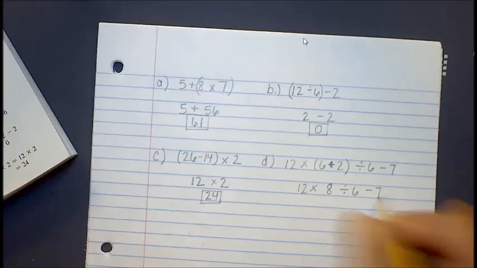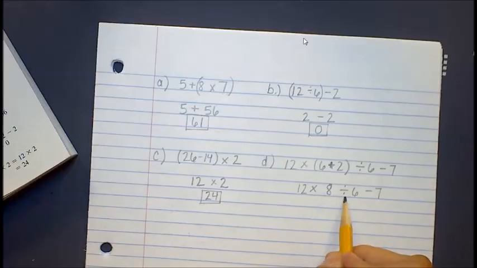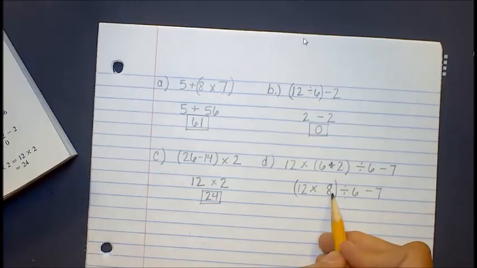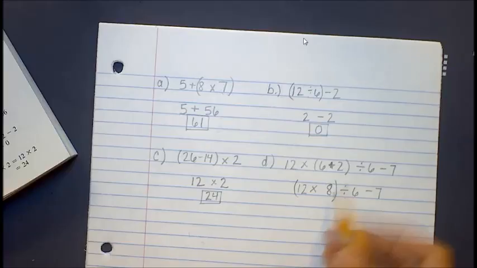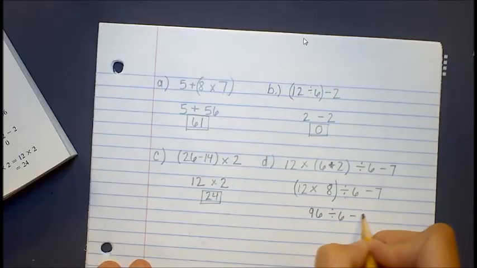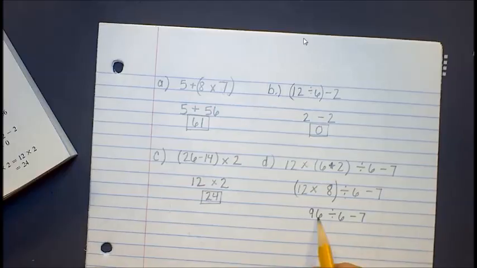Now, you'll notice the next level is multiplication and division. If I have more than one of those, I work from the left side to the right side. So I'm going to start here first with 12 times 8, right? That'll be my next thing. So 12 times 8 is 96. And then I'm just going to copy down the leftover part here. 6 divided by 6 minus 7. Now I'm going to do the 96 divided by 6.